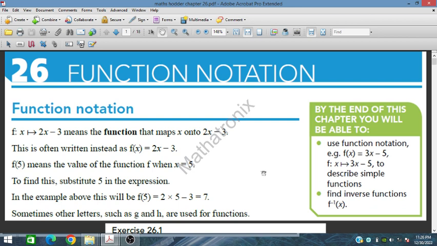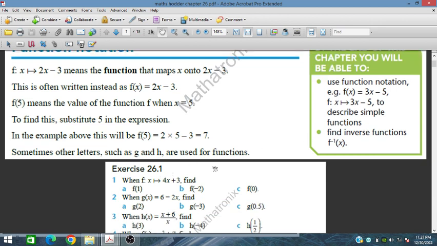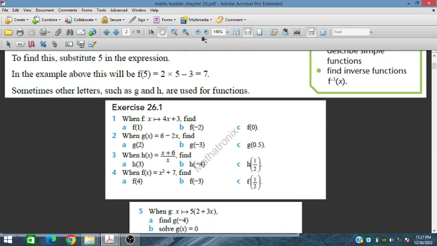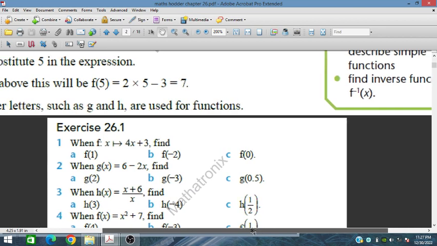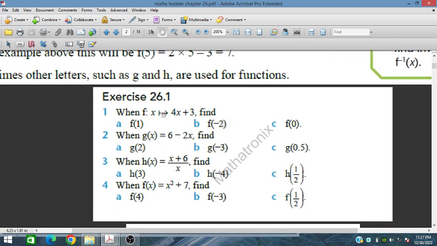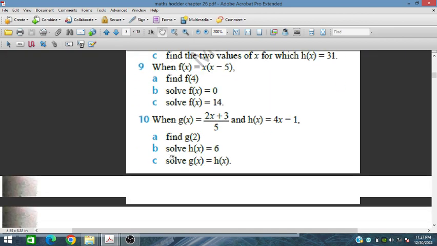We will describe simple functions and inverse functions. We will discuss this in exercise 2.26.1 from the Hodder Education book. In this exercise, we have f applied on x mapping to 4x plus 3. Find f(1), f(-2) and f(0). Similarly for g(x) = 6 - 2x, find g(2), g(-3), g(-5). And we will solve all these problems.